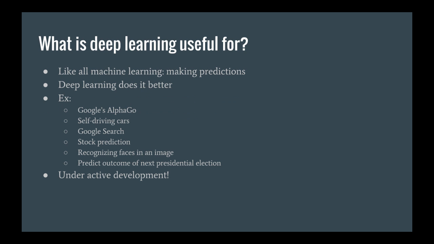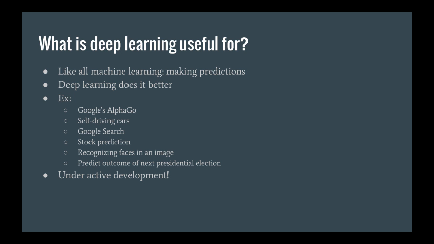So what is deep learning useful for? To summarize it in one sentence, deep learning, like all the rest of machine learning, is useful for making predictions. It just so happens that deep learning works way better than most other approaches. Some examples of what it can do. I'm sure most of you have already read about how Google's AlphaGo robot beat a world champion at the game of Go. And this was something experts believed wouldn't happen until 10 years in the future.